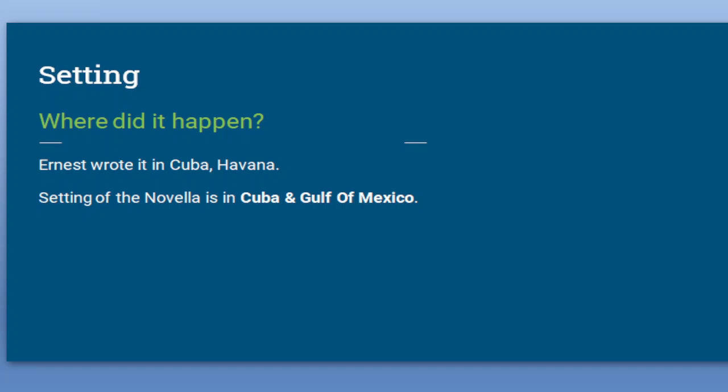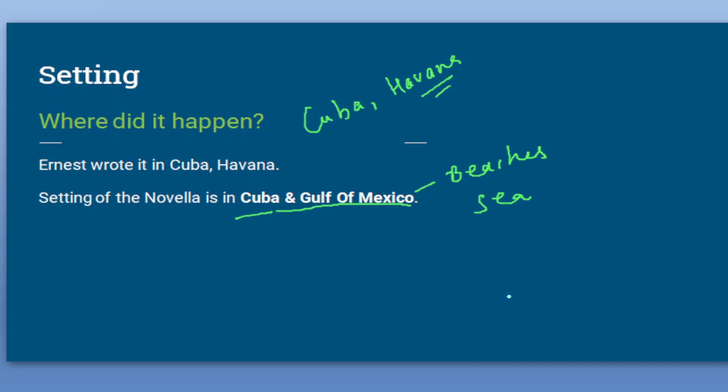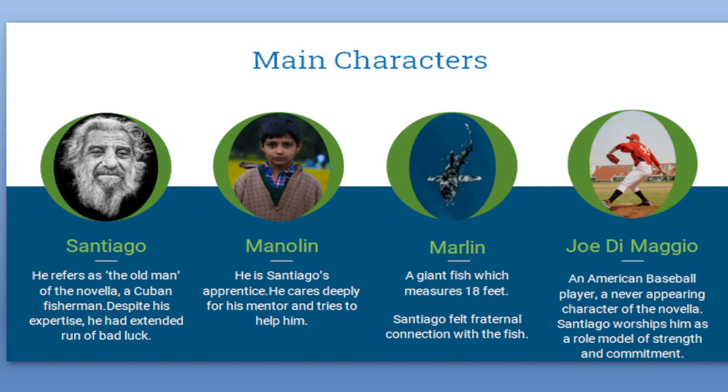Where did it happen? The first thing is Ernest wrote this novella in Cuba, Havana. All right, and the setting of this novel is Cuba and the Gulf of Mexico. The majority of it deals with the beaches there and the sea, where he sails to find the fish. All right, now we'll talk about the main characters in this novella.